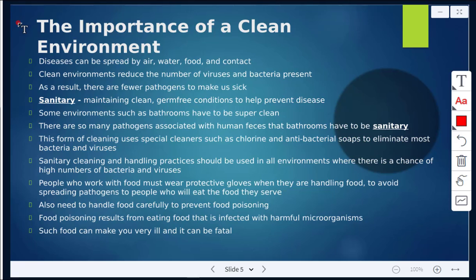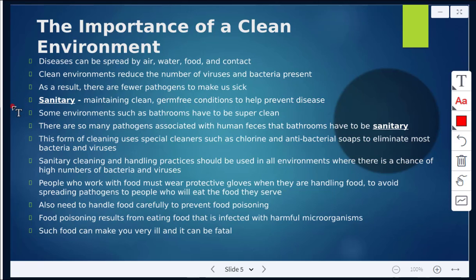So a clean environment is very important because diseases can be spread by air, water, food, and contact. So clean environments reduce the number of viruses and bacteria present. So as a result, there are fewer pathogens to make us sick. So when we talk about sanitary, this means maintaining clean, germ-free conditions to help prevent disease.